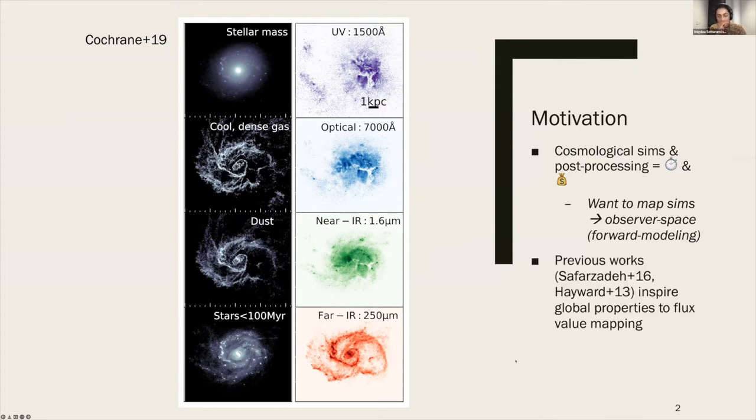And previous works by Safarzadeh and Hayward have shown that certain submillimeter flux values of obscured galaxies can actually be determined pretty close to accurately with just a few global properties like star formation rate and dust mass. And so we decided to expand upon this idea and create an emulator that could basically spit out the SED of a galaxy given its global properties, which are available in the simulation.